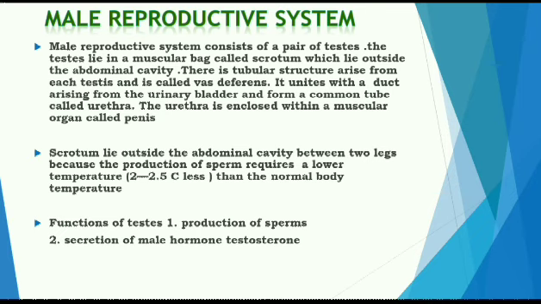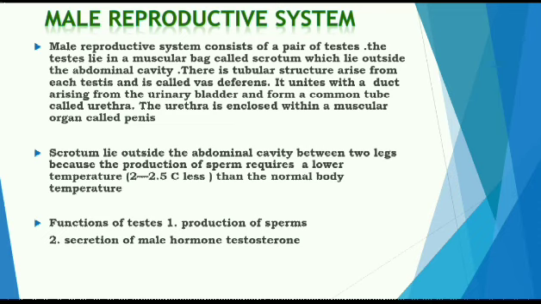There is a tube-like structure attached to the testis, called the vas deferens or sperm duct. It opens near the urinary bladder, and forms a common tube called the urethra. Above the urethra, a muscular layer is present, called the penis. So the urethra releases both urine as well as sperm, and is commonly called the urinogenital duct. This question will definitely come in the examination.